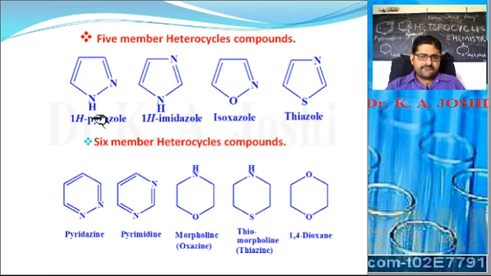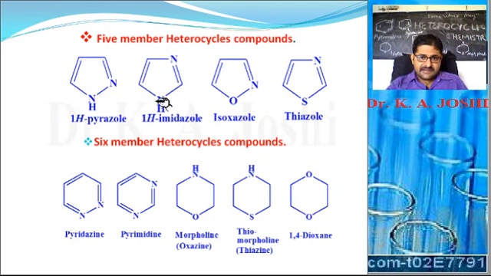The first structure is pyrazole. It has two heteroatoms, two nitrogens at adjacent positions in a 5-member heterocycle, which is pyrazole. With nitrogens at the 1 and 3 positions in a 5-member heterocycle, it is imidazole. With nitrogen at position 1 and oxygen at position 2, it is known as isoxazole. With nitrogen at position 1 and sulfur at position 3, it is thiazole.